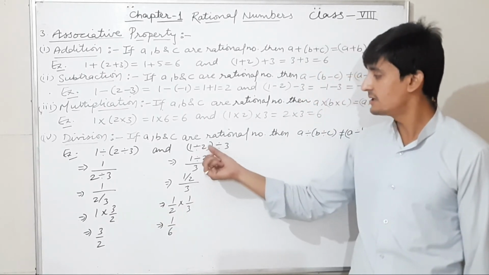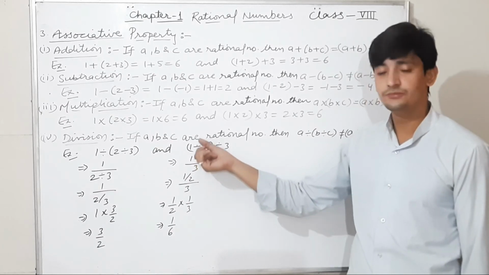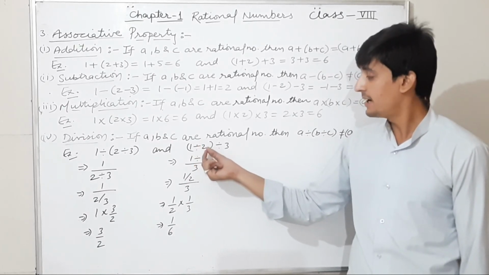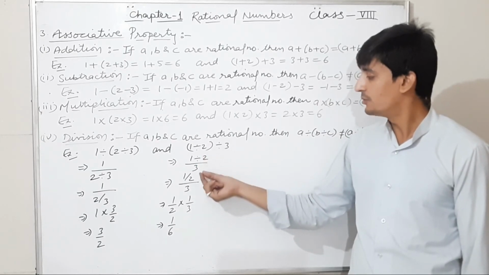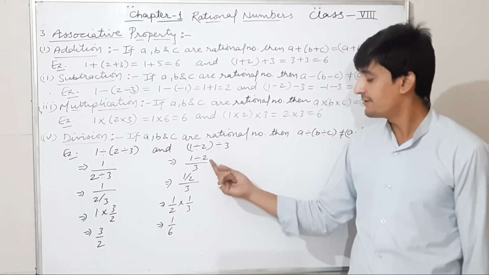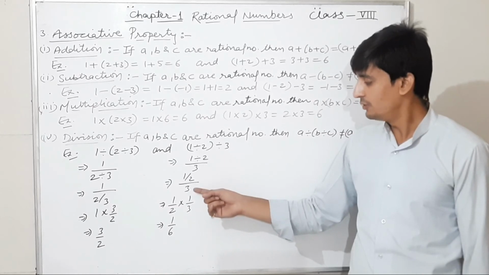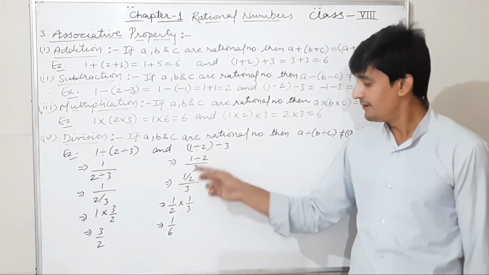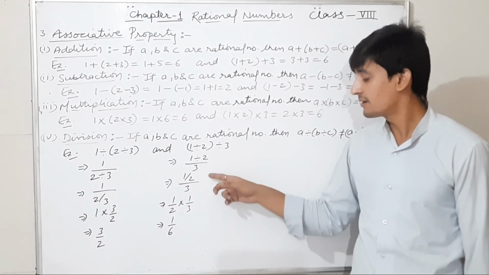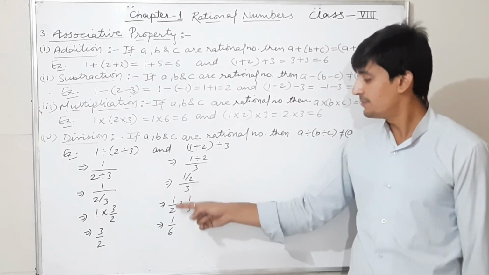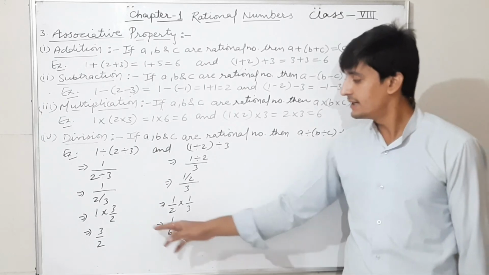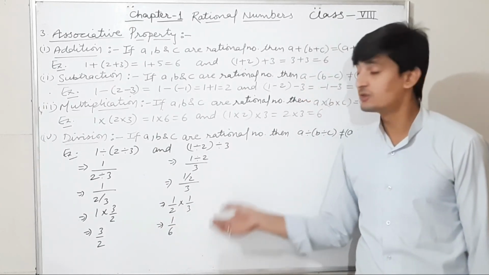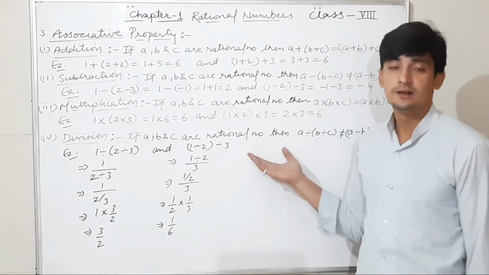Now again changing the places, bracket 1 divided by 2 bracket close divided by 3. So I can write 1 divided by 2 upon 3. On solving 1 divided by 2, I get 1 upon 2 upon 3. Taking 3 to the denominator, I can write 1 upon 3. So 1 upon 2 into 1 upon 3. 1 into 1 is 1, 2 threes are 6. So it is clear that 3 by 2 will not equal 1 by 6. So this property will not be satisfied for division. Understood?